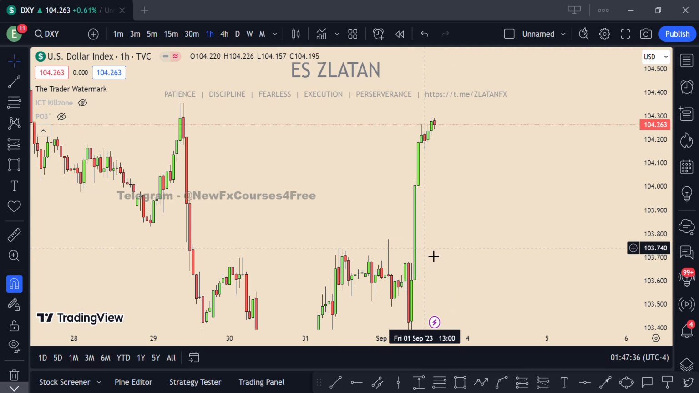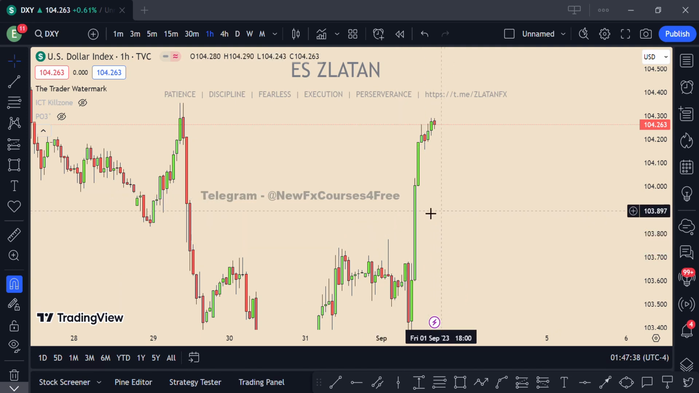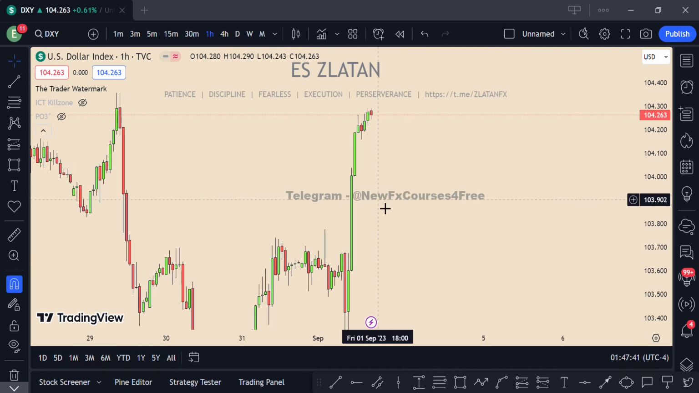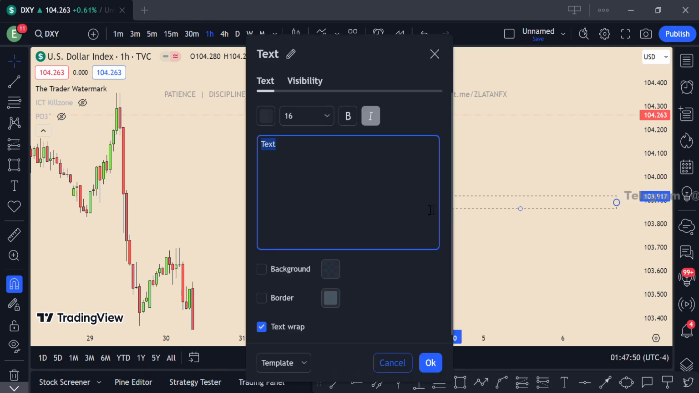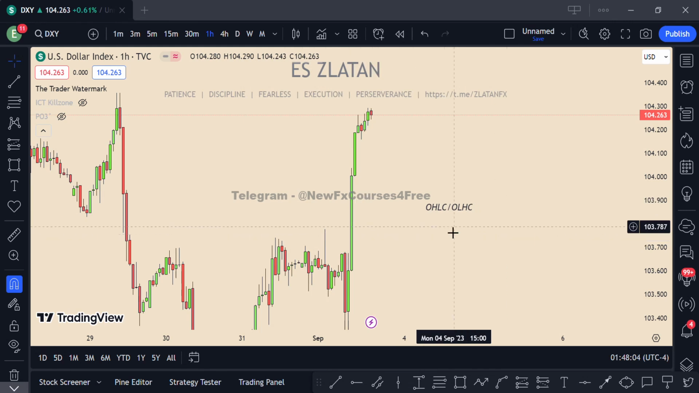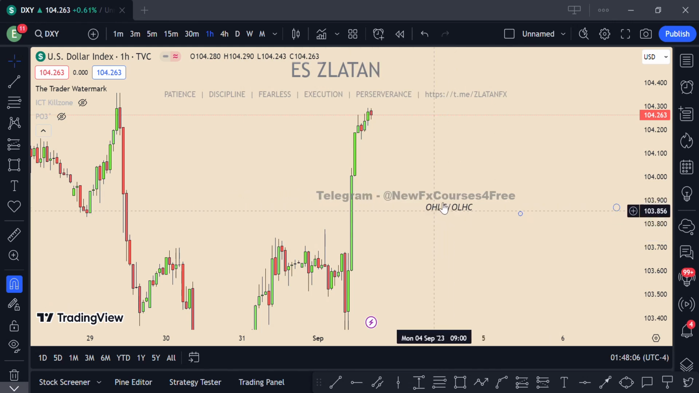Liquidity has been done, and now it's more about the open, high, close and the low. Open, low, close, high, right? So it's mostly open, high, low, close, or open, low, close, high, close, sorry. So this is for bullish, this is for bearish, this is for bullish, right?